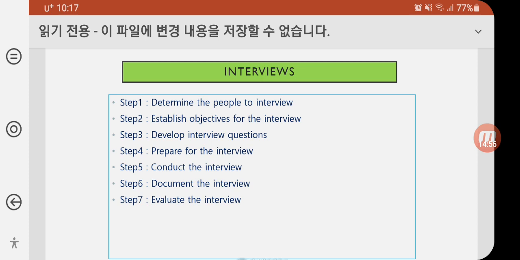Closed-end questions limit the response and are used to verify facts. For example, how many personal computers do you have in this department? Or do you review the reports before they are sent out? Okay.